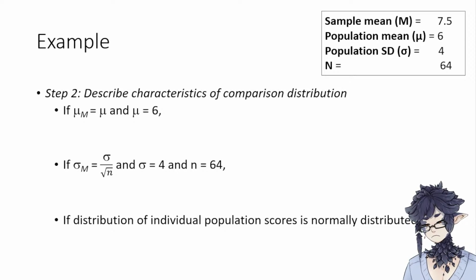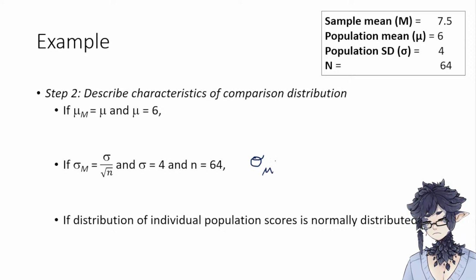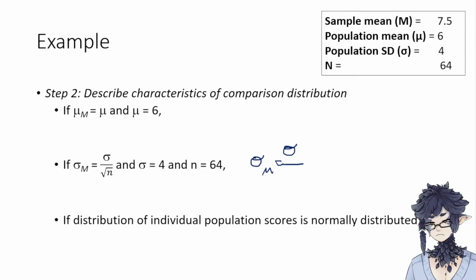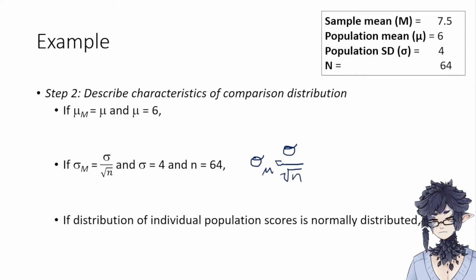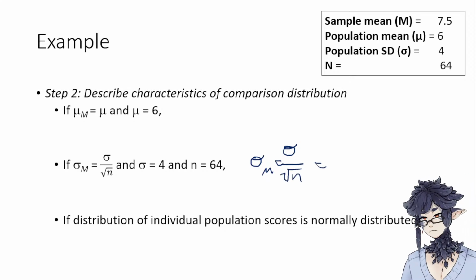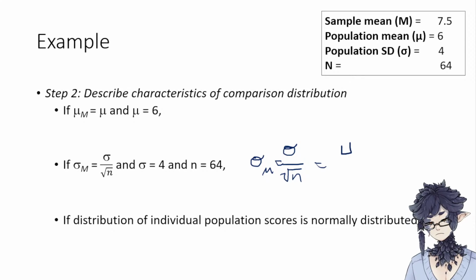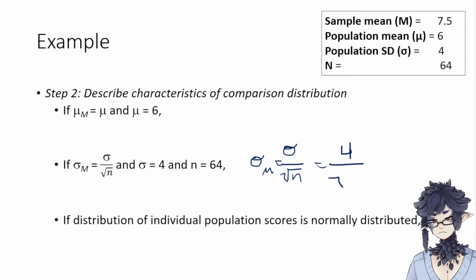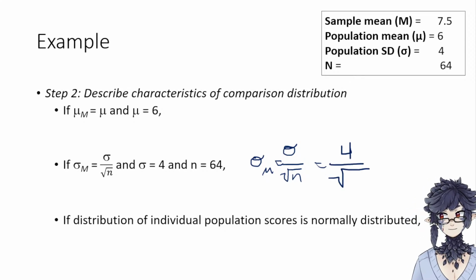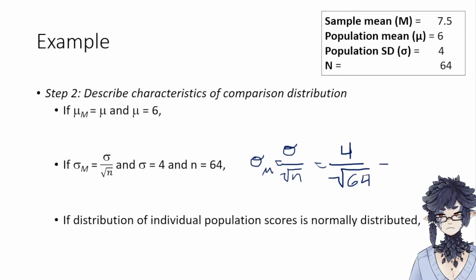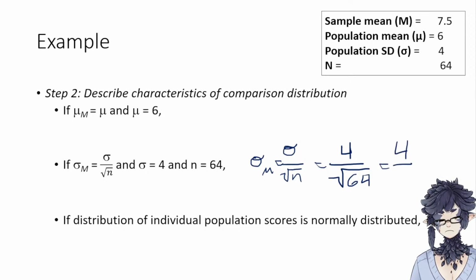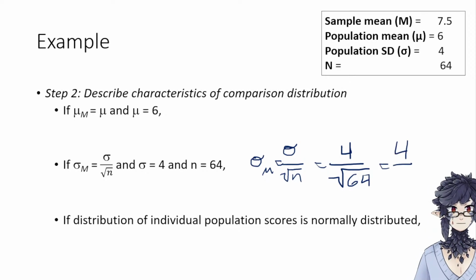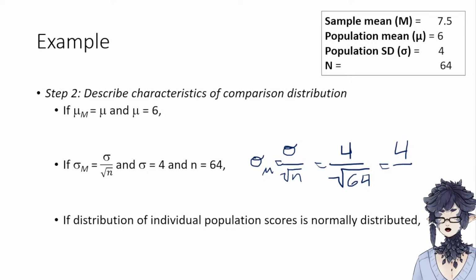The formula for our standard error is the standard deviation over the square root of the sample size. So we can start plugging numbers in. The standard deviation is 4 over the square root of our sample size, which is 64 people. So that's 4 divided by the square root of 64, which is 8? So square root of 64, 8? I think it's 8.